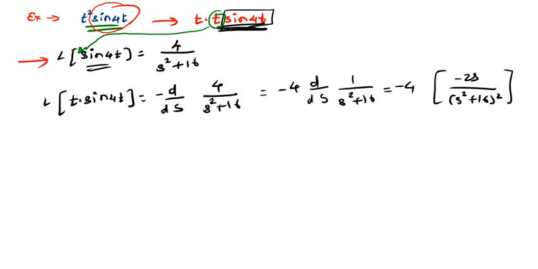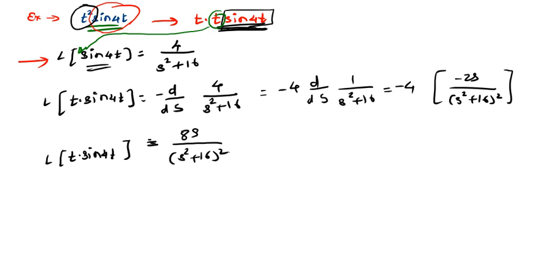Okay, so what we have got? We got this as 8s upon s square plus 16 whole square. Okay, and this is what? This is the Laplace of t into sine 4t. But we are not done yet. We want to find the Laplace transform of t square sine 4t, so again you need to multiply it by t.